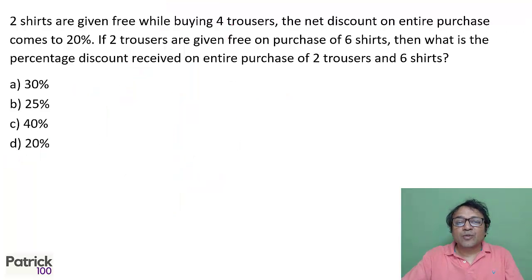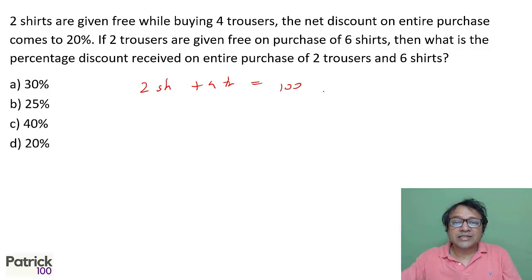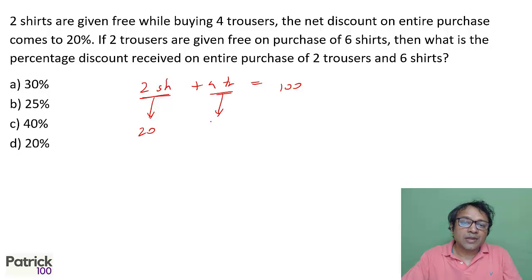2 shirts are given free for buying 4 trousers. The net discount on the entire purchase comes to 20%. Let me assume that the price of 2 shirts plus 4 trousers is 100. He gets a discount of 20%. That means the discount is because of 2 shirts, which are not paid. So the cost of 2 shirts will become 20, and the cost of 4 trousers will become 80.